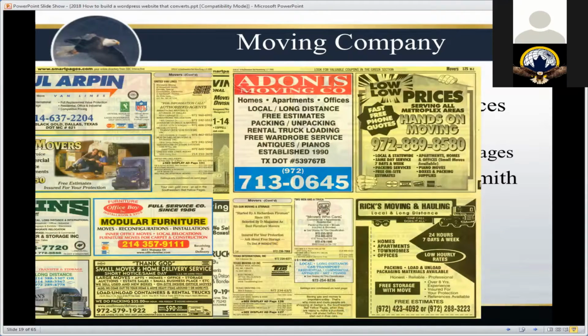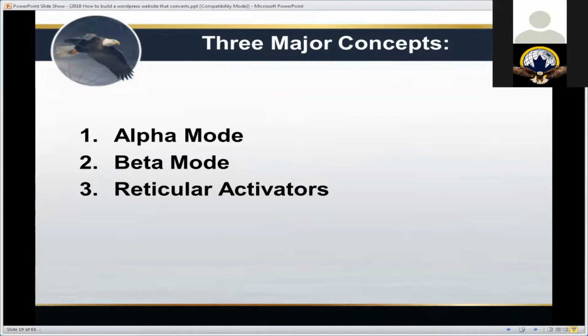Let's take a look at the three major concepts: the alpha mode, the beta mode, and the reticular activators. The alpha mode is that autopilot where you just get in your car, you know where you're going, and you don't pay attention to the 5,000 ads that are between you and your work, because there are about 5,000 ads thrown at you if you're watching the news on television, listening to the radio, or seeing billboards. Those are just offline. What about all the online ads when you're looking at your Facebook and so on? So what we want is your headline to really capture the person's attention by getting them into a beta.